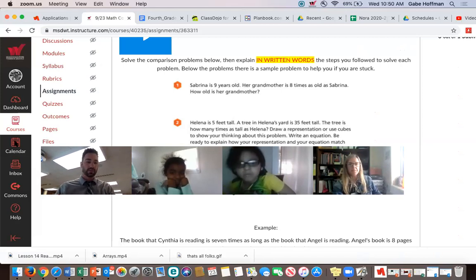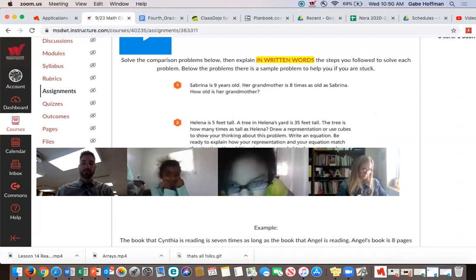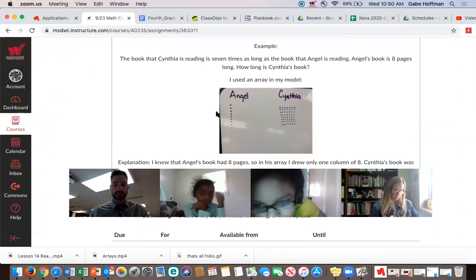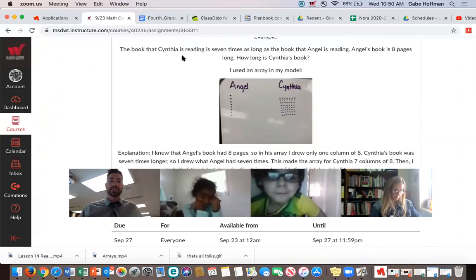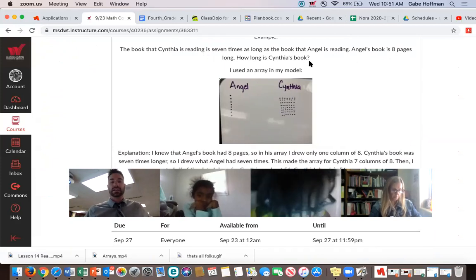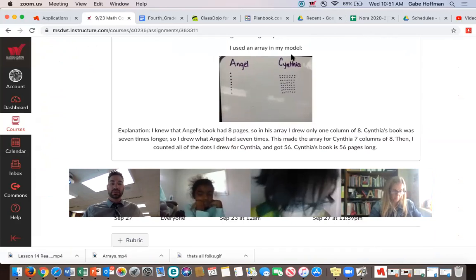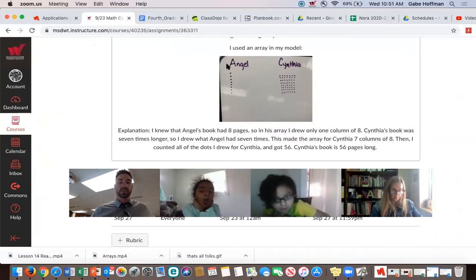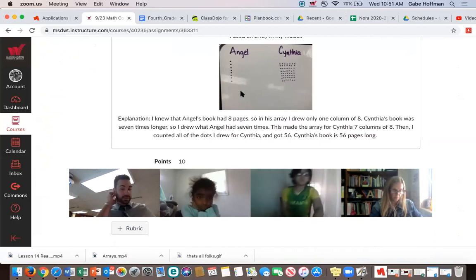Yes. Okay, cool. So on this one, it says there are problems below. There's a sample problem if you get stuck. You can see at the bottom it says the book that Cynthia's reading is 7 times as long as the book Angel's reading. Angel's book is 8 pages. How long is Cynthia's book? I said I used an array model, and there's an example of an array that you could use to help solve the problem.